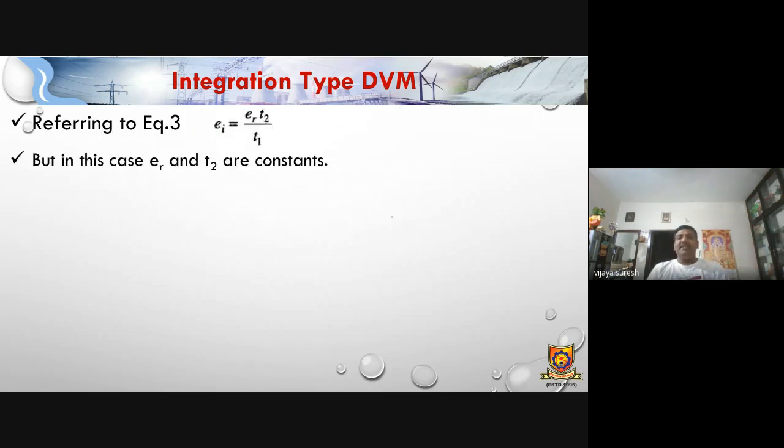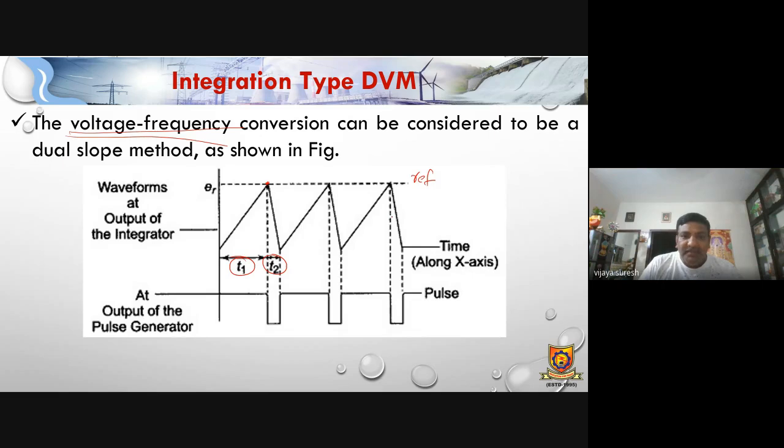So similar expressions, EI equal to ER into T2 by T1. Okay. Or N2 by N1 also, we can say. And here ER and T2 are constants. In the dual slope integrating type, EI is fixed and N1, the number of pulses, is fixed. And now here it is E2, nothing but the reference voltage to discharging time. If you observe in this diagram, this time T2 is always fixed. Okay, only the charging time will make the difference, nothing but reaching the ER value will be changed.